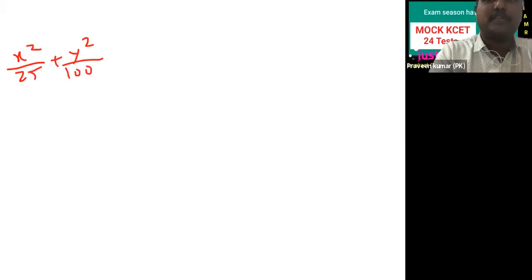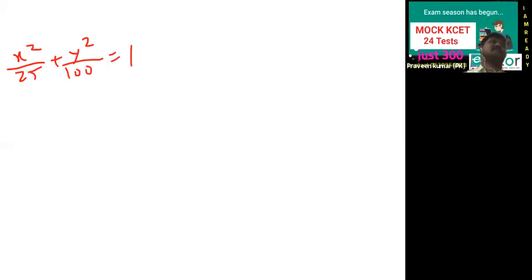I can give one more question for you. x square by 25 plus, previous model, y square by 100 is equal to 1. Y square by the more number means it is on the y axis.